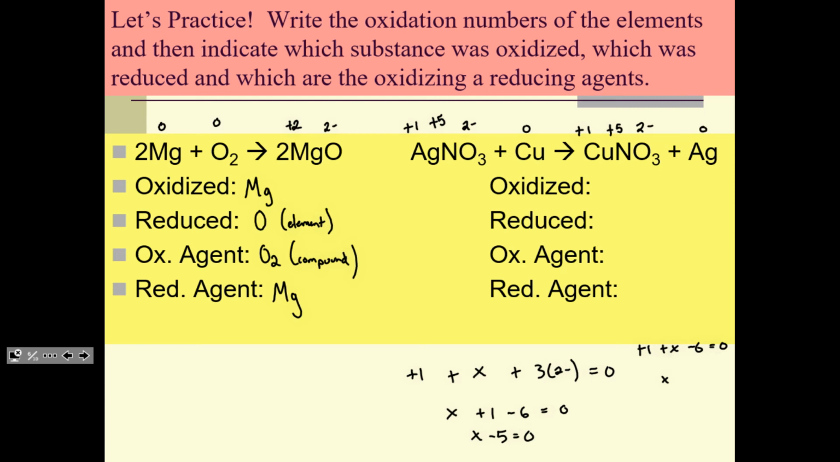Silver is a 0, it's by itself. So silver goes from a +1 to a 0. It has gained an electron, which means silver has been reduced, which means the oxidizing agent is AgNO3. Copper has gone from a 0 to a +1. It has lost an electron, so copper is oxidized, which means copper is the reducing agent.